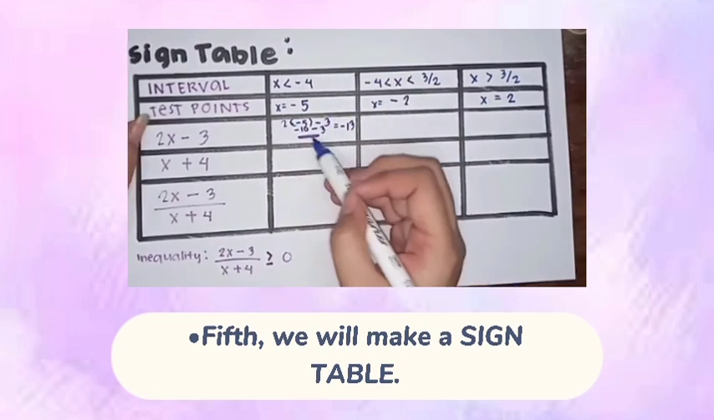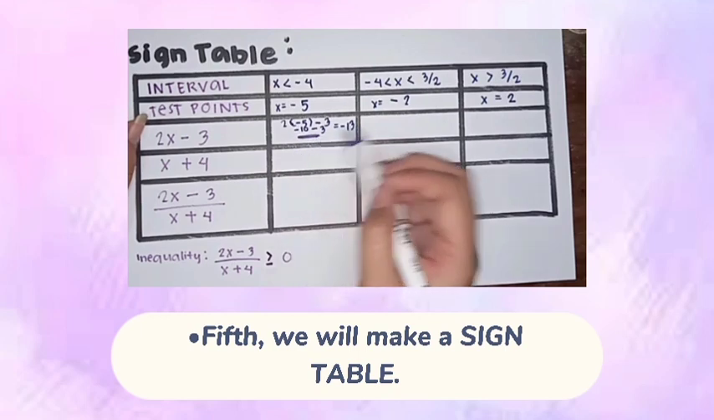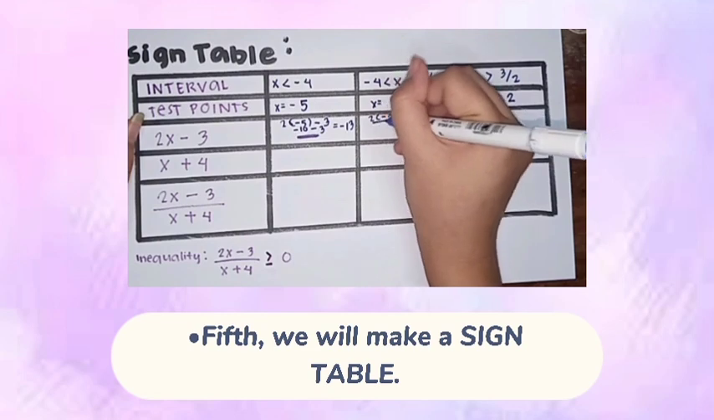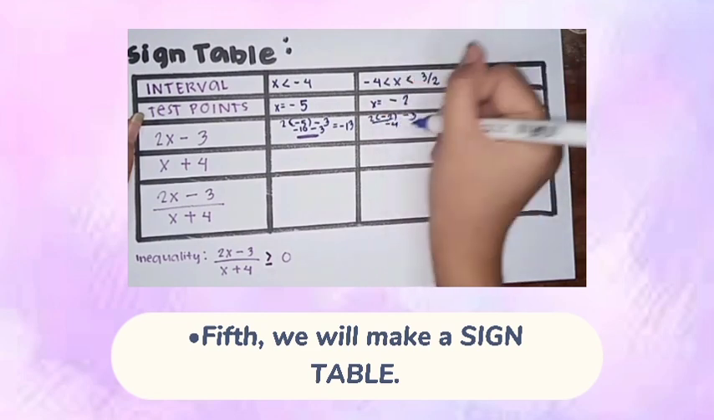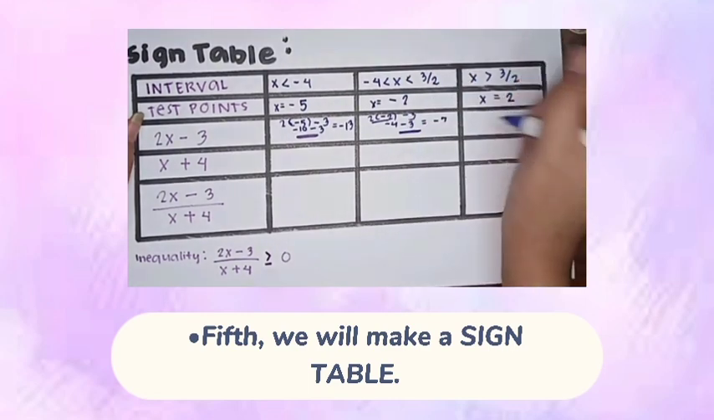So for x equal to negative 5, for example, it is negative. This goes the same with other test points. So for x equal to negative 2, the answer is actually negative. And then for x equal to 2, the answer is positive.